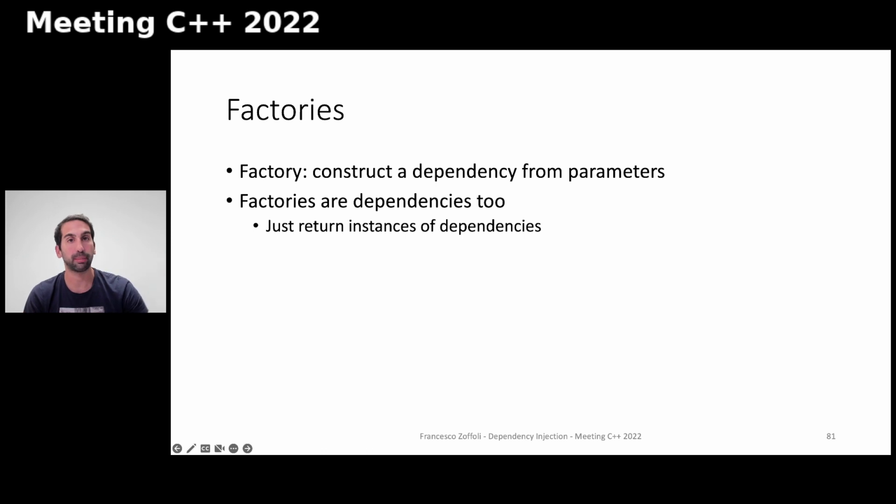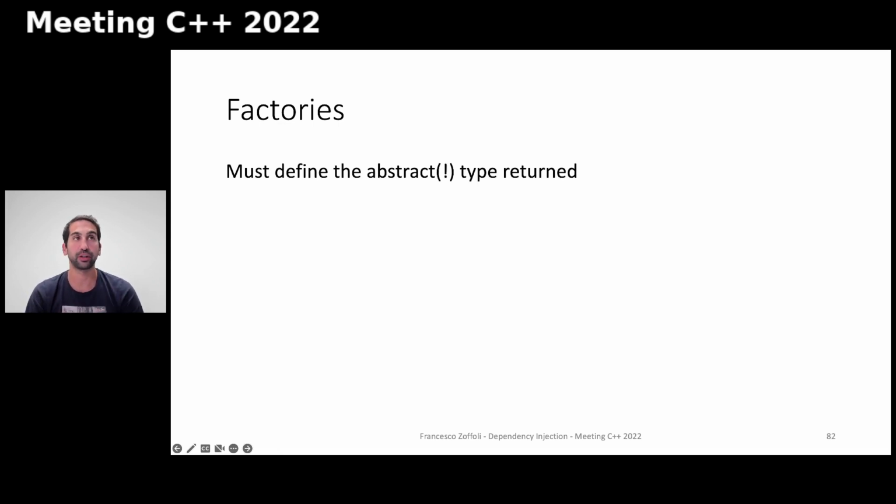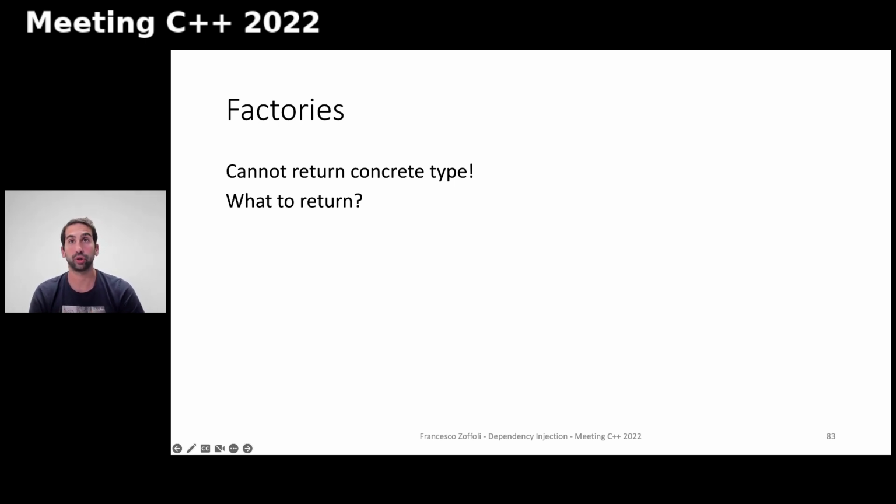Everything that we talked about, so passing them as a constructor argument or passing them as a function argument, is still the same and applies in the same way for the factory. But when we define a factory, we need to define the abstract type which is returned by the factory, because a factory needs to return an interface, which is what the user is going to program against. And we cannot return the concrete type. So what can we return instead?